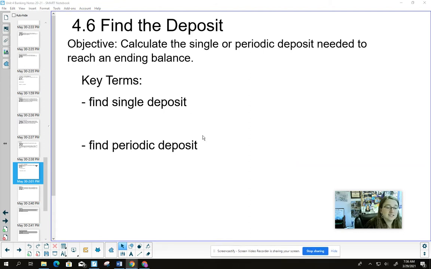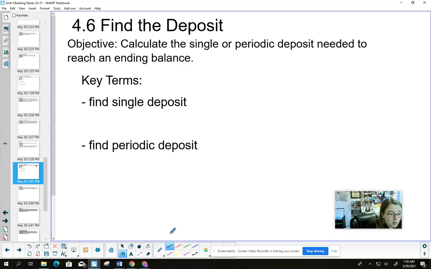What they're going to ask us is, how much should they deposit to reach a goal? This sort of situation is something you would do if you have a financial planner, or just on your own. You can use this formula to figure out, I want to have this much money in this certain amount of time. How much do I need to actually deposit to reach that goal? So that's what these two formulas do.